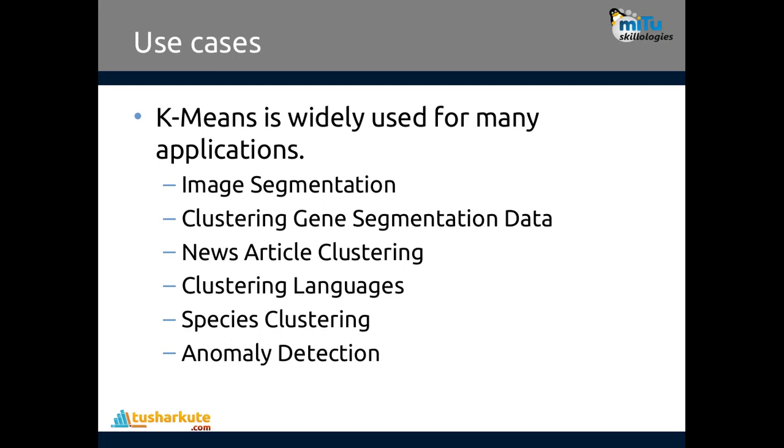Now, where can K-means clustering be applied? It's widely used for many applications, like image segmentation, finding different things inside images, clustering gene segmentation data, and news article clustering. Based on the words present inside the news, we can find what kind of news it is, whether it's political news, crime news, sports news, local news, or any other.